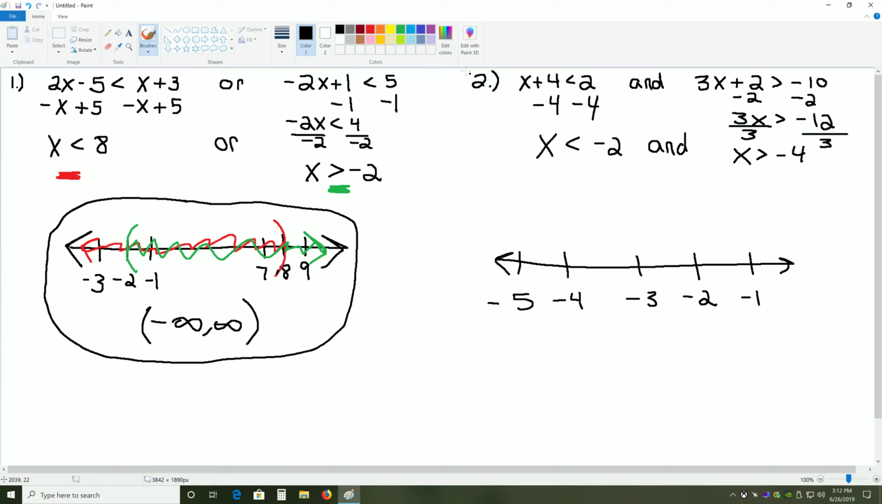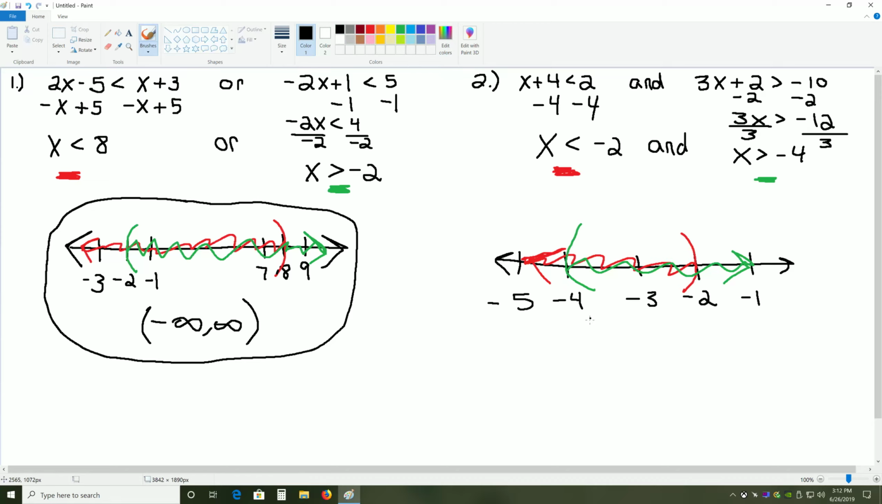So from here, again, we'll use two colors, red for the first one, green for the second one. So when we start graphing this, x is less than -2 means we have a parenthesis at -2, and we shade left. And we put an arrow pointing left. X is greater than -4 means we put a parenthesis at -4, and we shade right with an arrow pointing right. Now remember, we only want the location where we have both of them shaded.